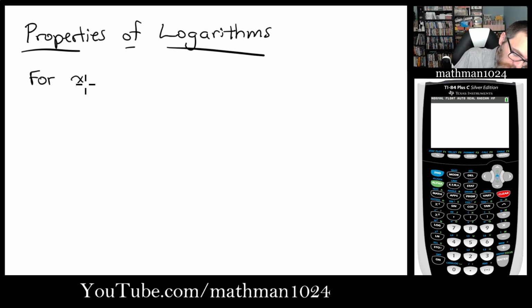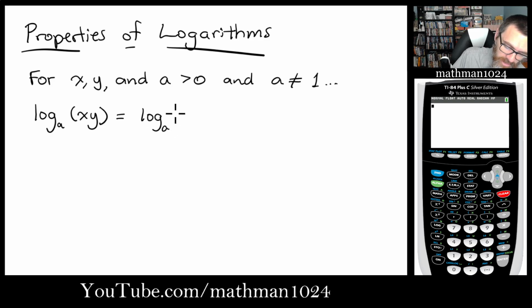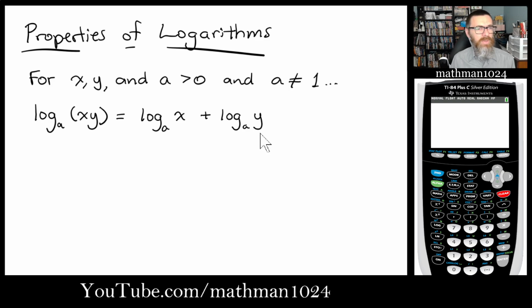So, for x, y, and a greater than 0, and a not equal to 1, here are the properties that we have. So log base a of the product xy is equal to the sum of the logs, log base a of x plus log base a of y. So if you have a product inside of a logarithm, you can split that up as the sum of two separate logs, making sure you keep the same base.